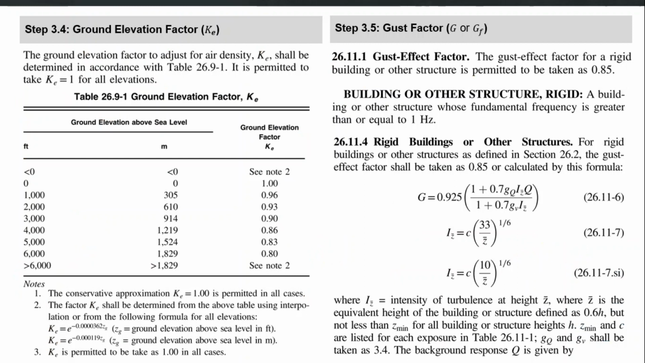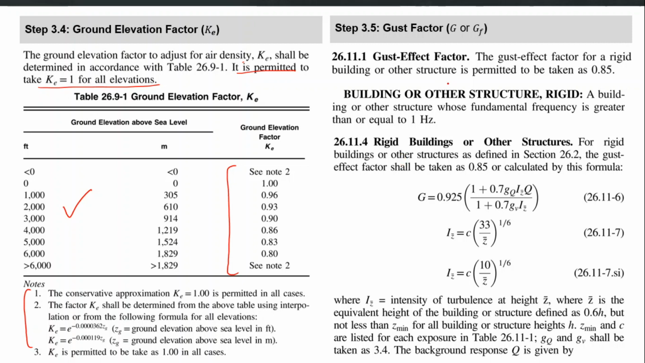Then you have the ground elevation factor. It accounts for the ground elevation, as the name indicates. Depending upon the ground elevation above sea level in feet or in meters, you have this factor. As we go higher, we have a lesser ground elevation factor. It is permitted to take Ke equal to 1 for all elevations also. So if you want, you can use this guideline, and there are some notes to use this particular table also.